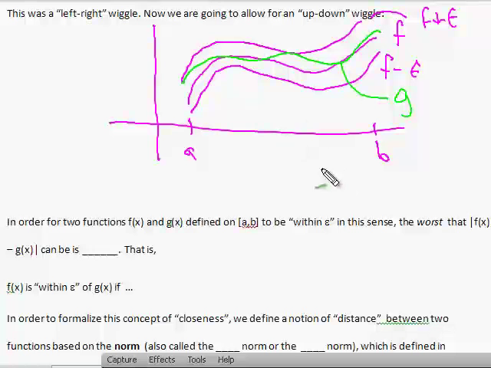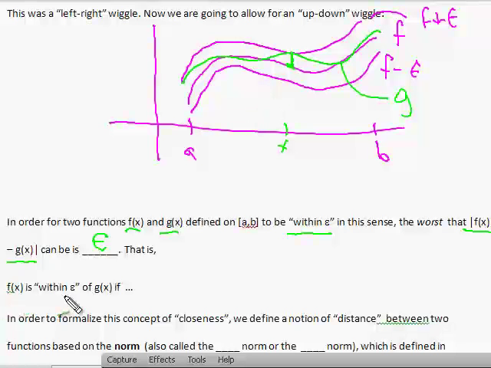Okay. All right, now look at this picture. In order for two functions f of x and g of x on a, b to be within epsilon in this sense, what's the worst possible difference you can have between the absolute value of f of x minus g of x? What's the worst possible case? Well, since it can't be outside this sleeve, and here's the worst case right here, for any fixed x, the biggest difference that you can possibly have between the two functions is epsilon.